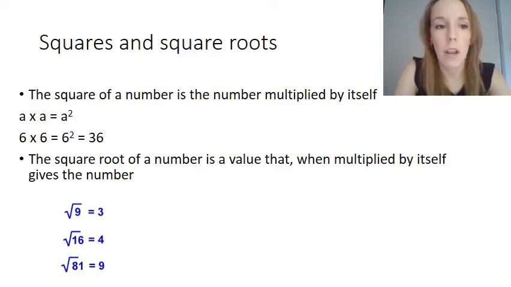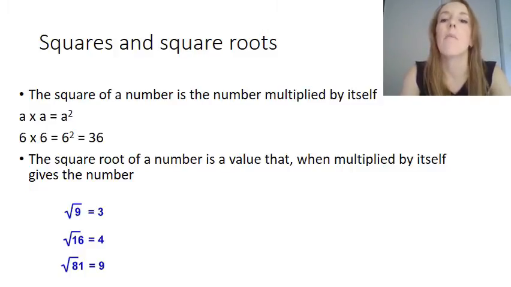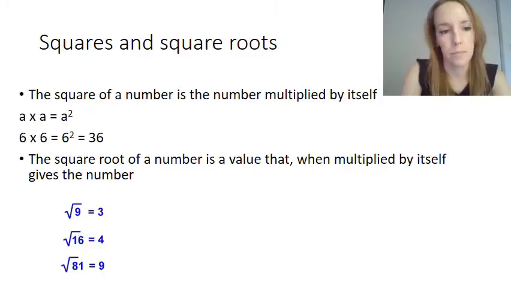So the first thing we're going to look at is squares and square roots. So the square of a number is the number multiplied by itself. So for instance, a times a can be written as a squared, or 6 times 6 can be written as 6 squared, and the answer is that's actually 36.